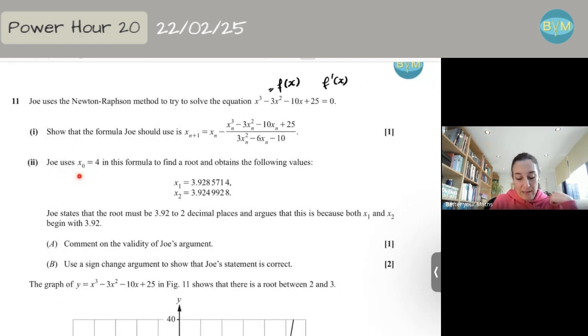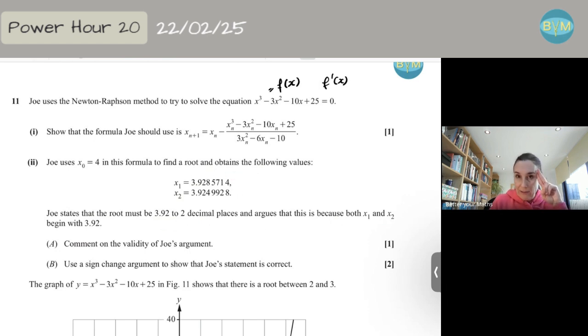So what you have to do for this part is just write that f is this function and f prime is this function. Joe uses x0 equals 0 in this formula to find a root and obtains the following values. So this one is x1 and this one is x2. Joe states that the root must be 3.92 to 2 decimal places, and argues that it's because both x1 and x2 begin with 3.92.